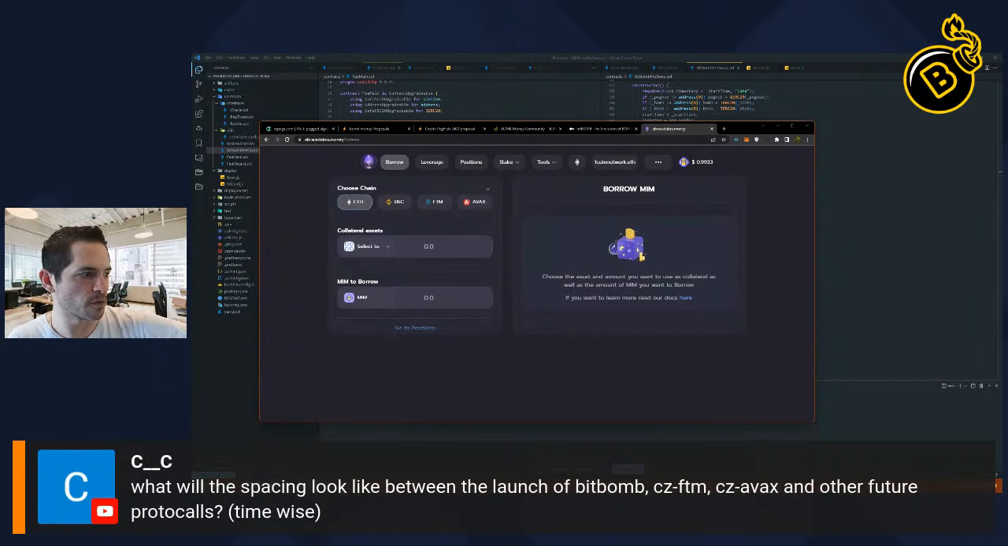So here's some more questions. What will the spacing look like between the launch of bitBOMB, CZ-FTM, CZ-AVAX, and other future protocols time-wise? Good question. I did say that with the bitBOMB launch, I didn't want to delay any of the other protocol launches. It's more about building the team and the project lead and everybody that's going to work with them to ensure a protocol is a success. In terms of me creating the code and launching, it really doesn't take very long. So it's more going to be about being strategic with marketing, when they think is ideal to launch, so we're not launching too much all at the same time, and so that they have adequate time to build up hype and set up AMAs and do all the other great things that they do.